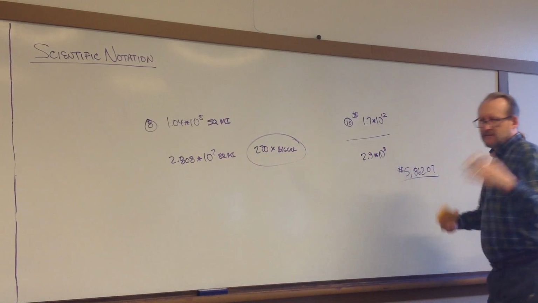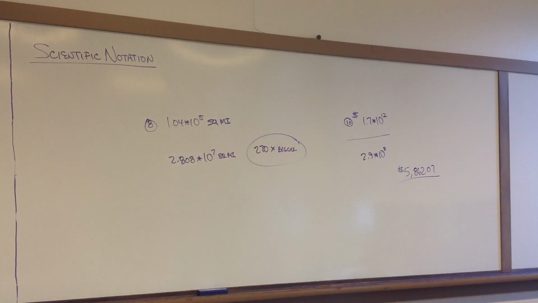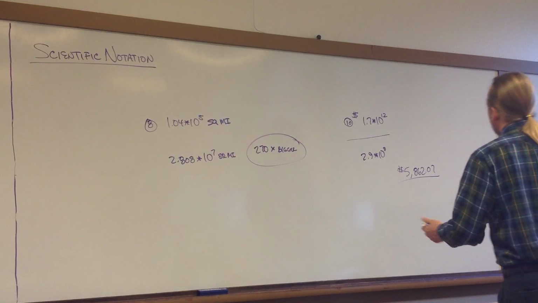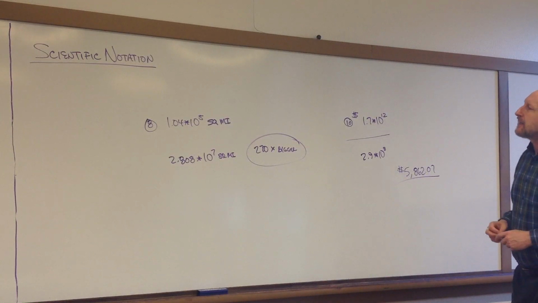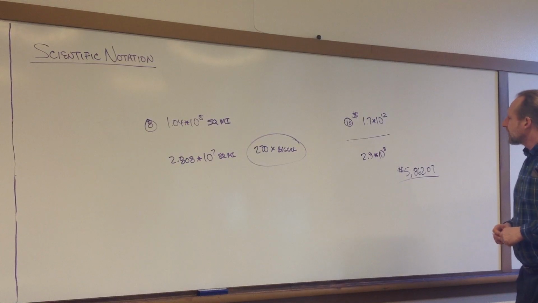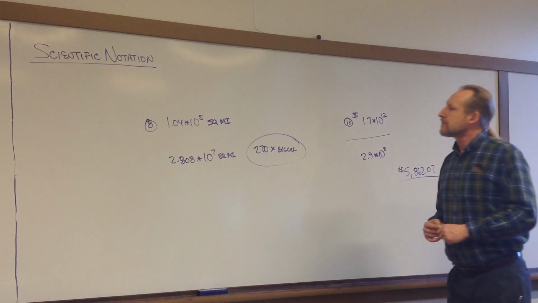$5,862.07. And again, you know, that issue of rounding comes in, depends on what we're using this number for. You know, whether it's 6 or 7 cents, I'm not sure that that's important. But getting an accurate answer and then thinking about what we need it for is important.